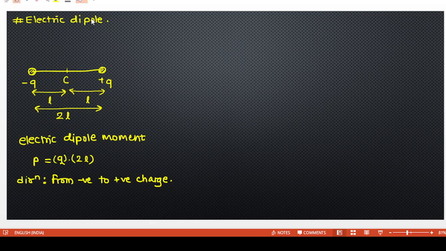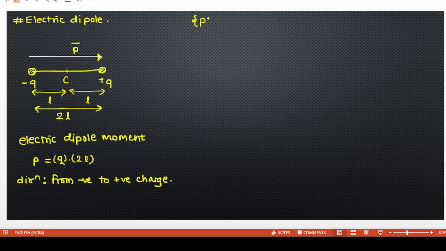So let us show an electric dipole moment vector like this. This is our electric dipole moment vector, or you can simply say dipole moment, P bar. Its magnitude is q into 2L and its direction is from negative to positive charge. So every dipole has an associated dipole moment, and the dipole moment has the formula q into 2L.